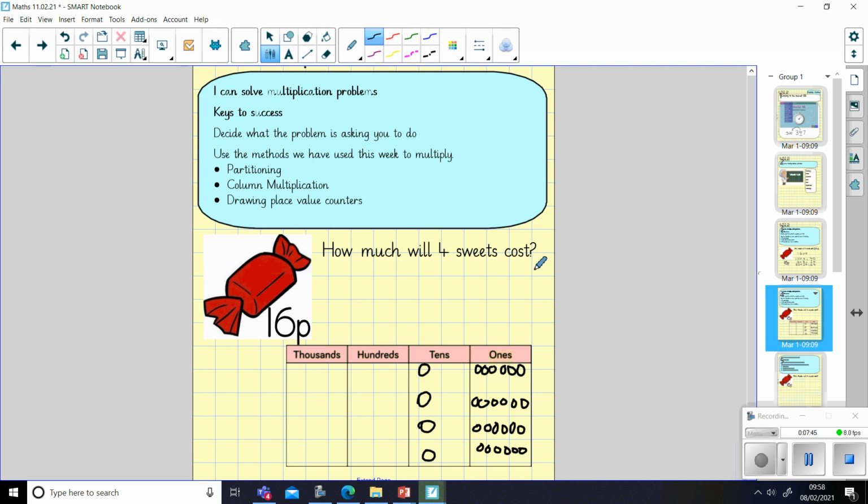So now I'm going to work out how much I've got all together. So I've got 6, 12, 18, 24. And then I've got 10, 20, 30, 40. So my 40, add my 2 10s is 60, add 4 more is 64. So my sweets are still costing 64 pence. I've just used a different method.